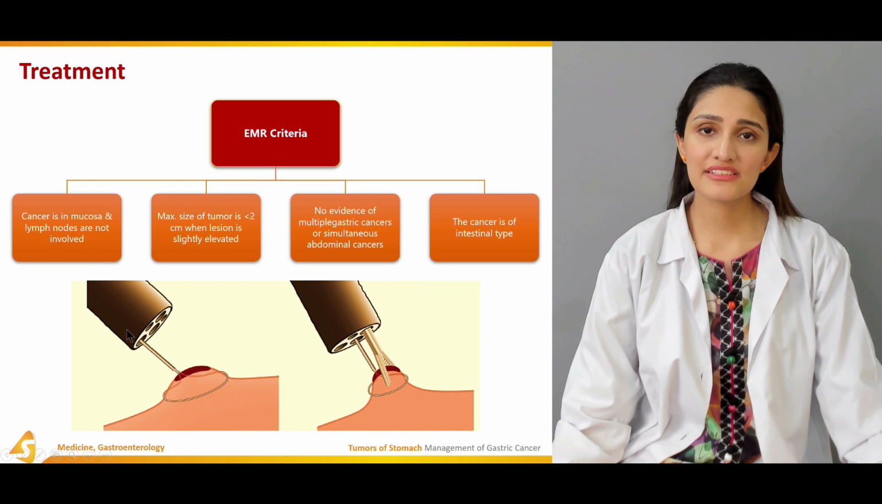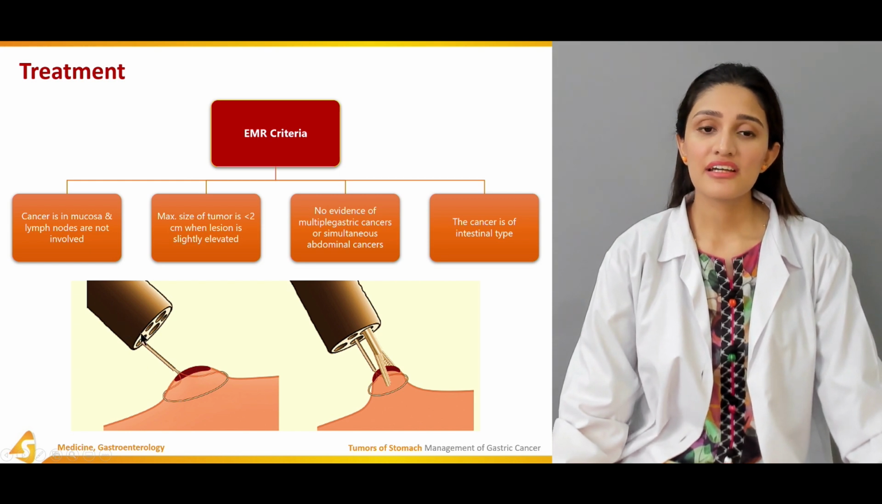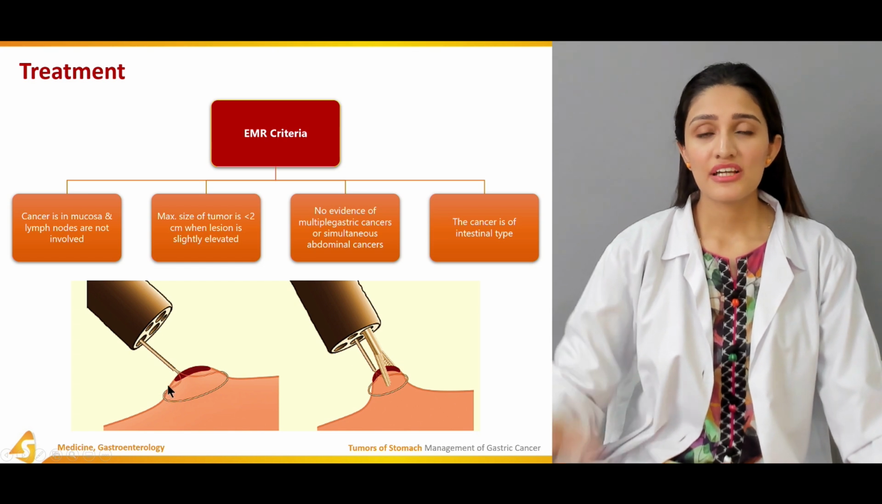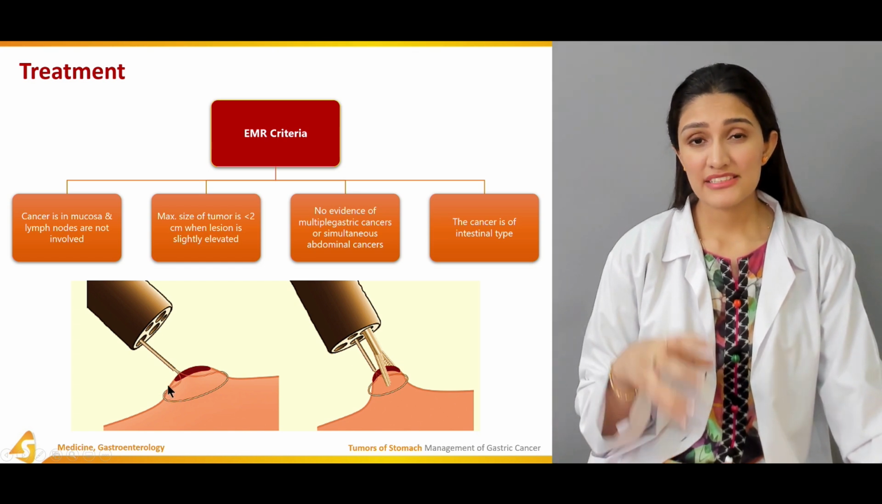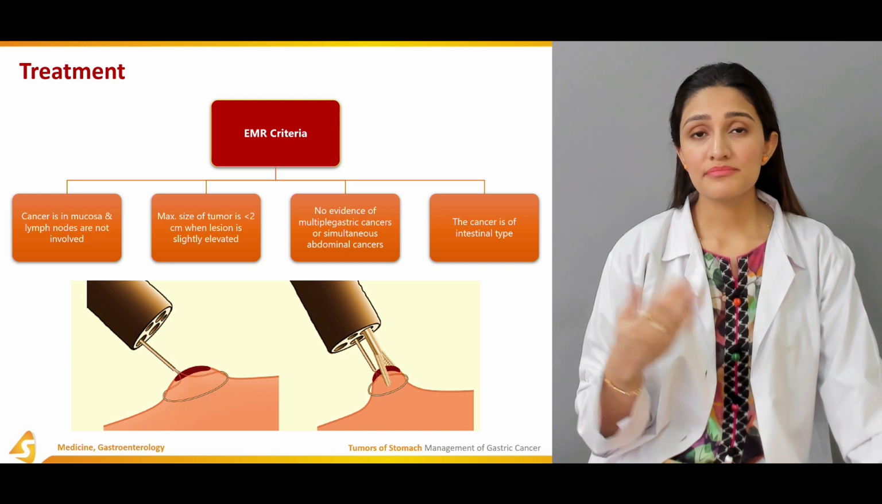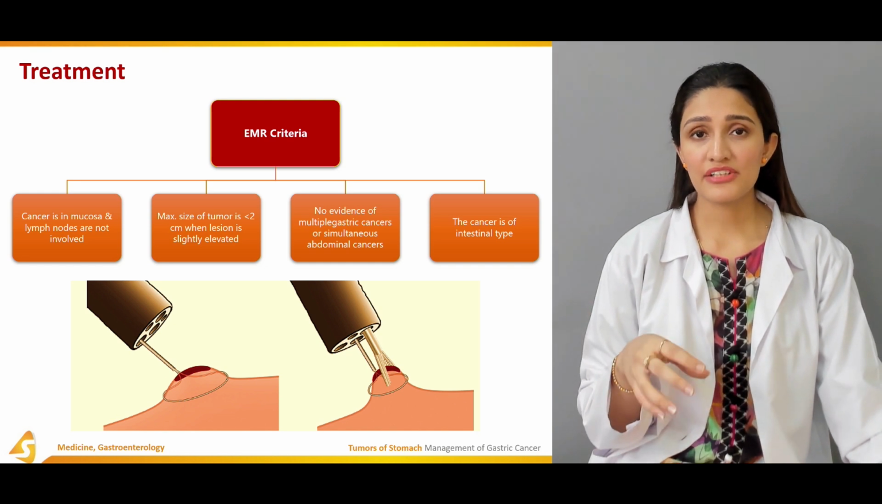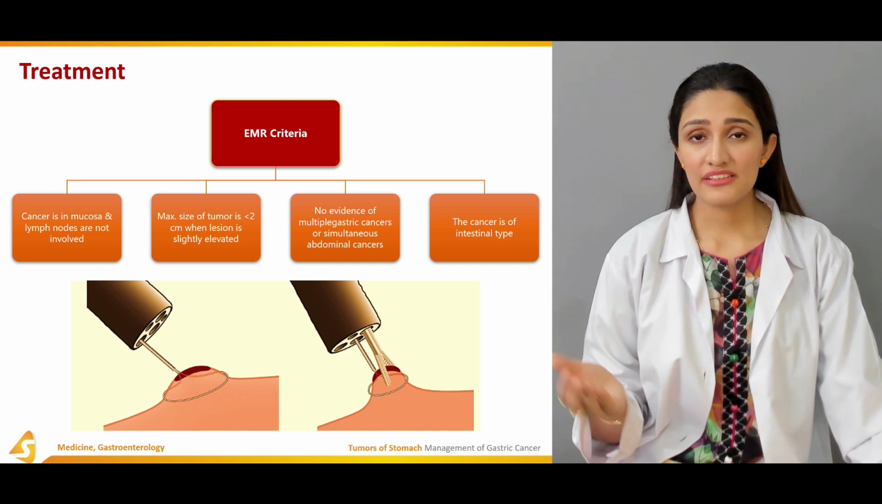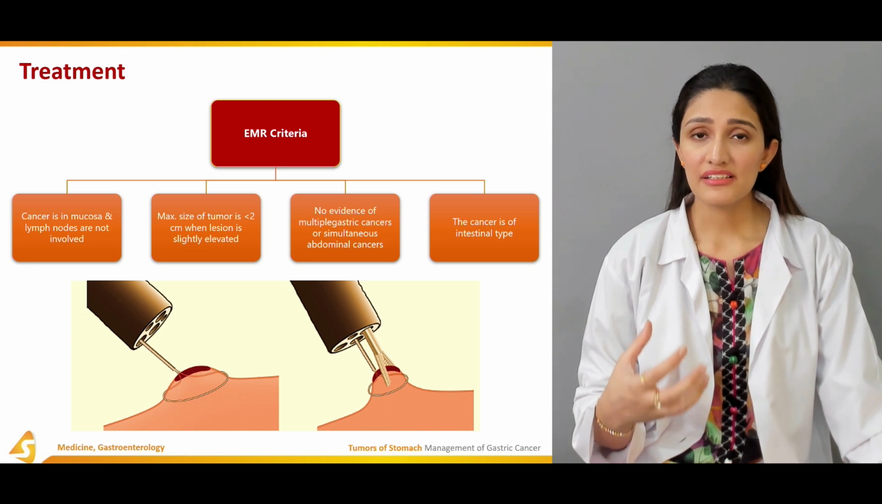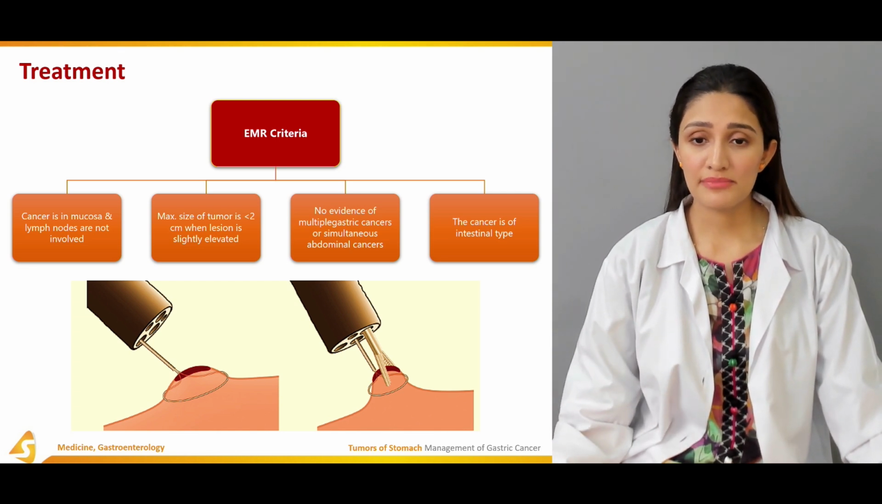So as you can see in this picture, an endoscopic tube is being used and a snare is used, which causes suction, and it causes the elevated part of the gastric cancer to be cut off with the help of a snare, which is called a polypectomy snare.